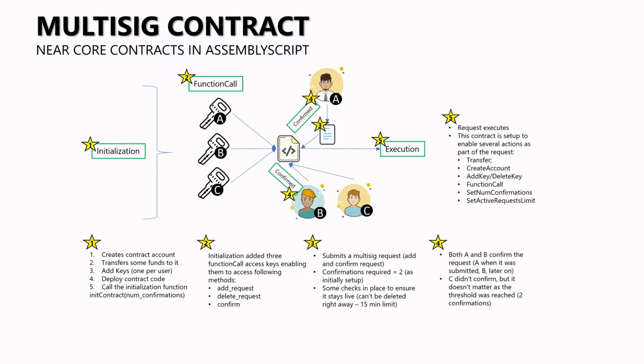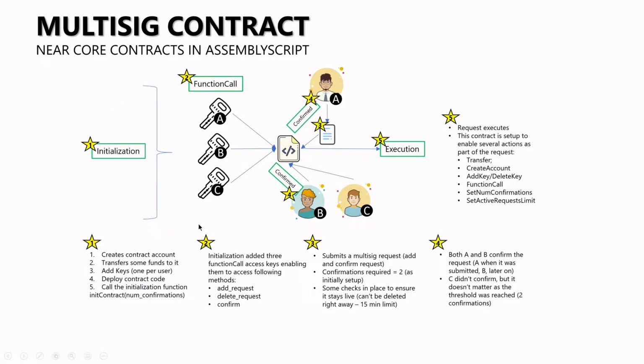an object, and then we're calling transactions to basically create the contract account, transfer some funds to it, add the 3 function call access keys that we want to it, each with access to the method names we specify, which in our case here would be add request, delete request, and confirm, and then call the initialization function init contract with the number of confirmations, which we decided was 2, in order to set everything up.